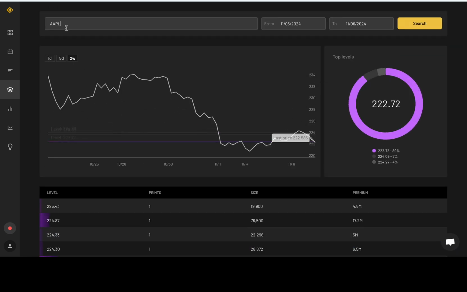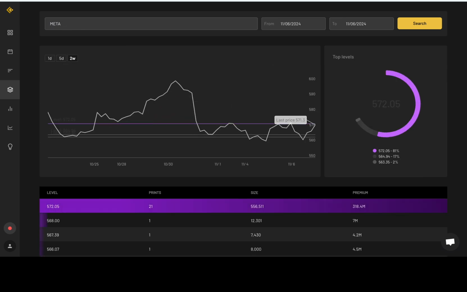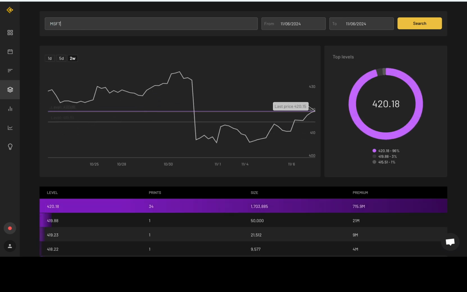Apple, 222.7. Amazon, 207. So the same way you would use my pivot levels or your own pivot levels, same way I would use these dark pool levels. Meta 572, look at that, beautiful. One of my support levels as well. Microsoft 420, also one of my support levels.